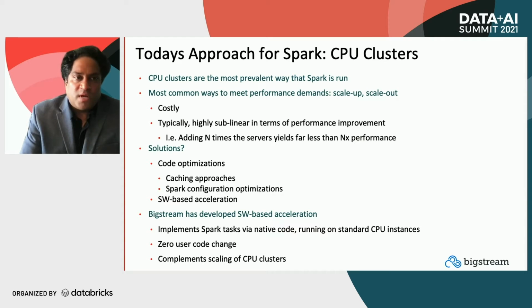And what happens when we want to get more performance? Well, the most common way we address that is with cluster scale up or cluster scale out. So scale up refers to making the individual nodes in the CPU cluster more powerful, adding more cores, adding more memory. Scale out refers to adding more number of servers to our clusters. And they can obviously be used in conjunction.